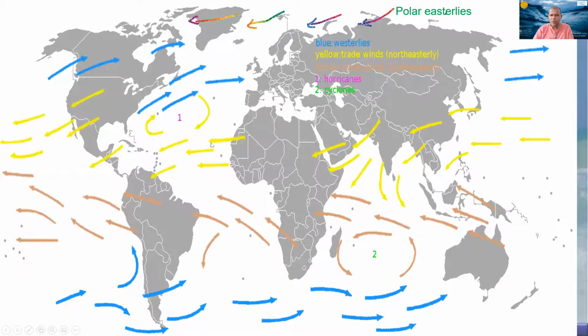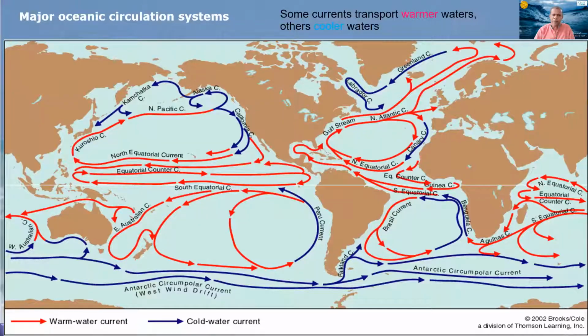So that clearly indicates that the path and direction of the ocean currents are very much governed by the atmospheric circulation. Right? So that's very clear here.